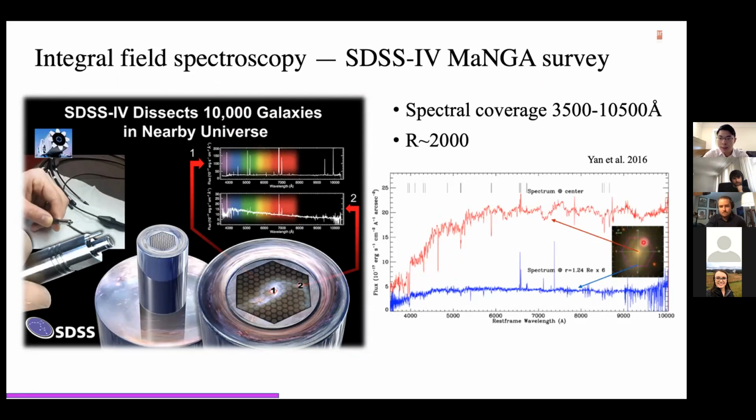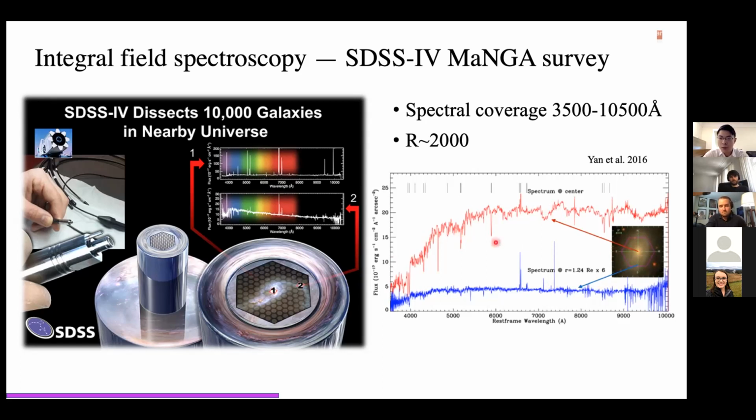And as you can see, the central spectrum extracted here looks quite different from the outskirts of the galaxy. In the outskirts, we can still see emission lines, which trace the young stellar population. In the center part, we can only see very strong absorption lines and the D4000 break, which is relatively old.